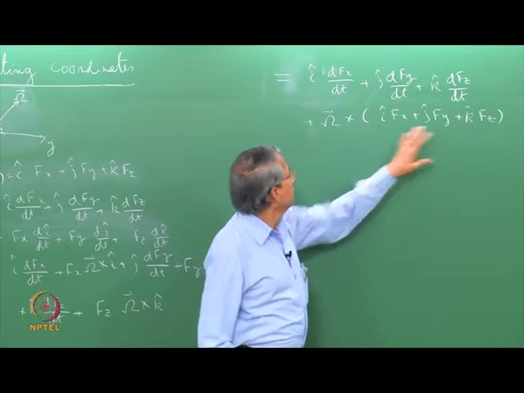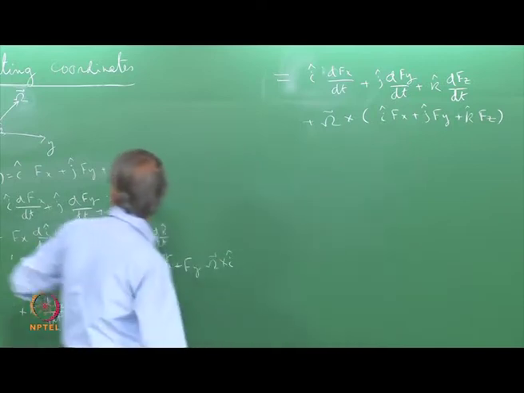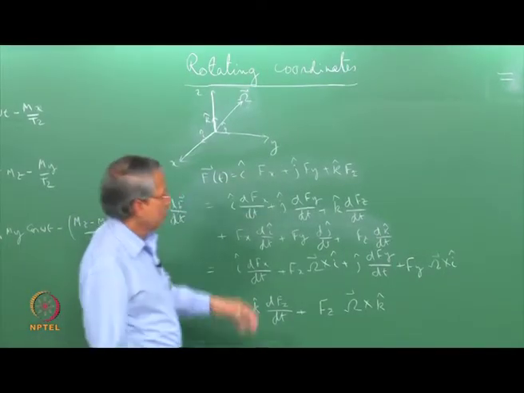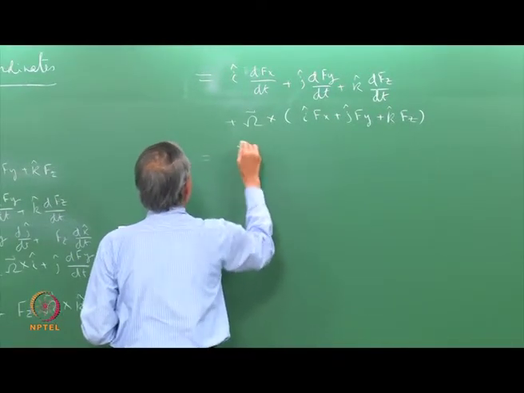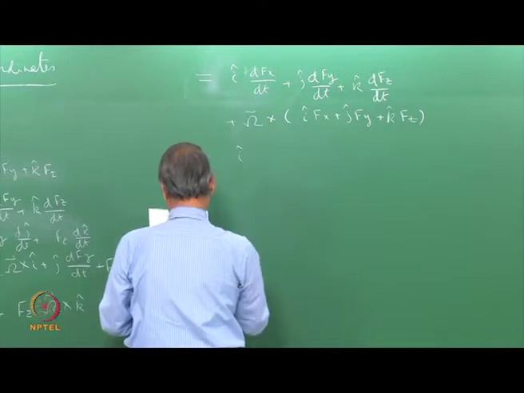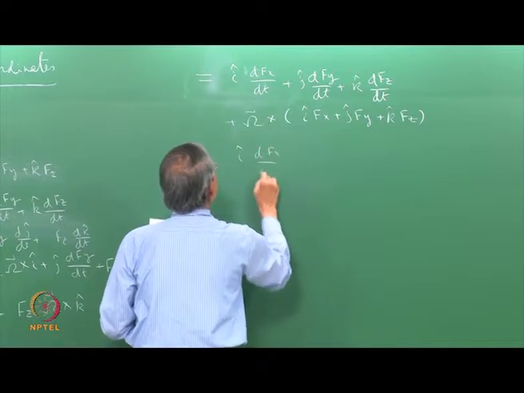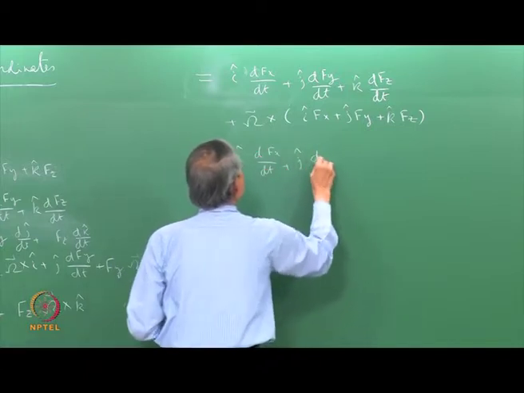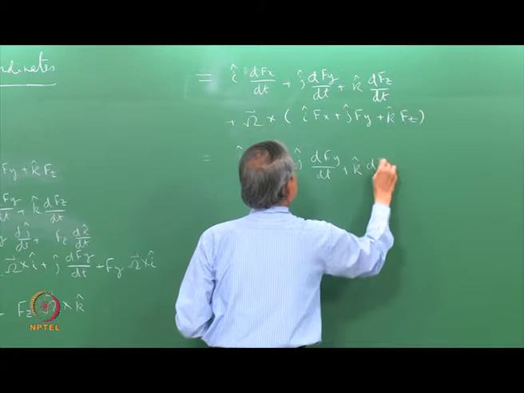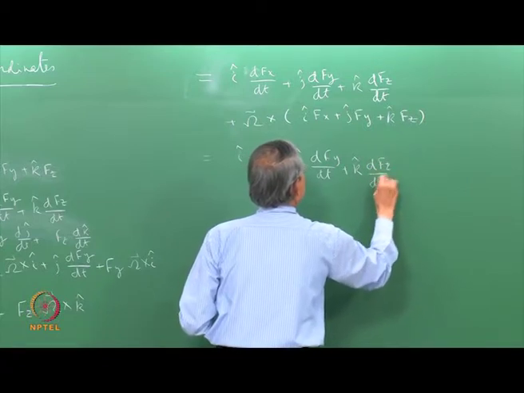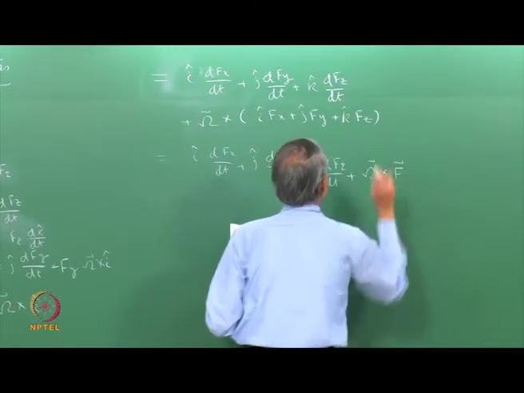See how all these things have come together, and this is nothing but this vector itself. So, we can write this equal to i dfx by dt, j dfy by dt, k dfz by dt plus omega cross f.